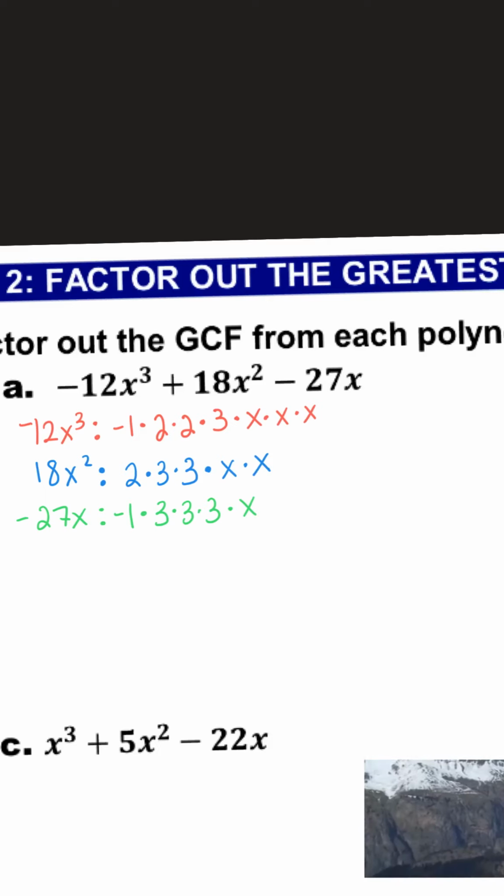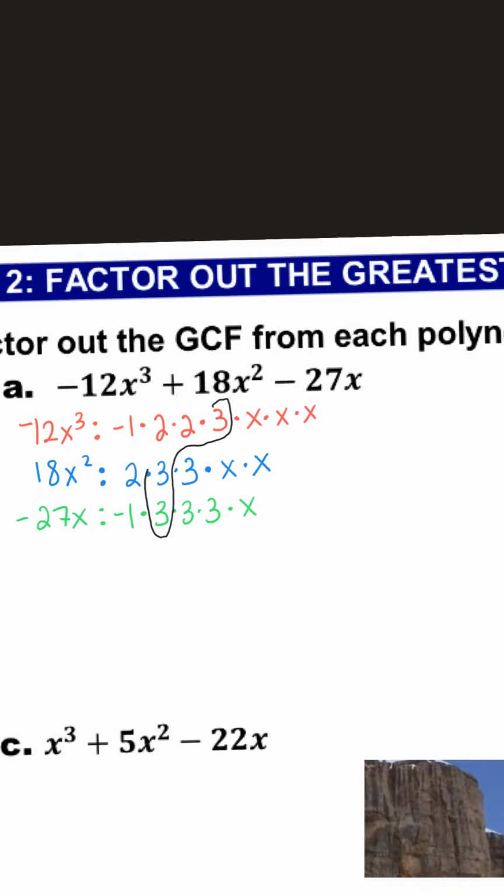Okay, so now let's figure out what do they all have in common. I see that negative 12 and 18, they both have a 2, but the 27 does not have a 2. They also don't all have a negative 1. So the first thing I see that they have in common is a 3. So I'll go through and I'll circle all those 3's. Okay, that's it. That's all as far as numbers go that I see that they have in common.